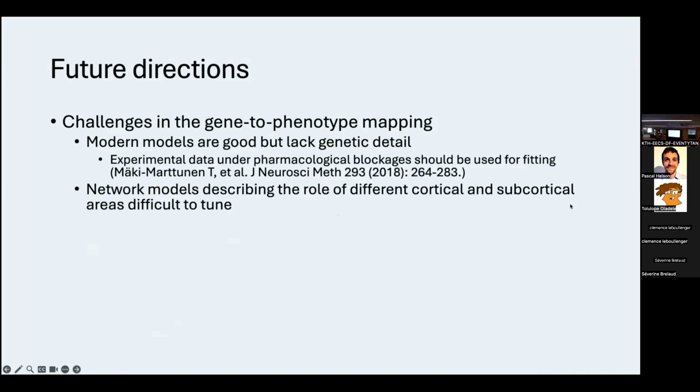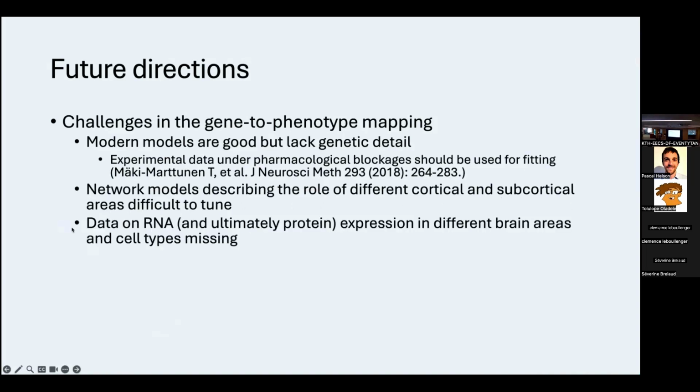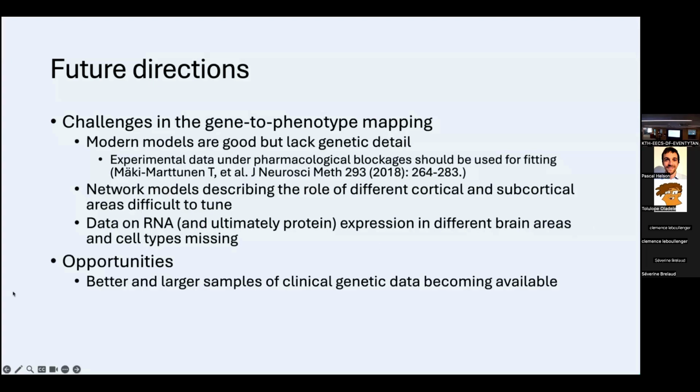And the models of endophenotypes are at most as good as the network models we have. These are difficult to tune, as many of you know. Now more and more RNA expression data are coming, but ultimately we also need protein expression data, because that's what our model is based on. There are also larger samples of clinical genetic data becoming available.